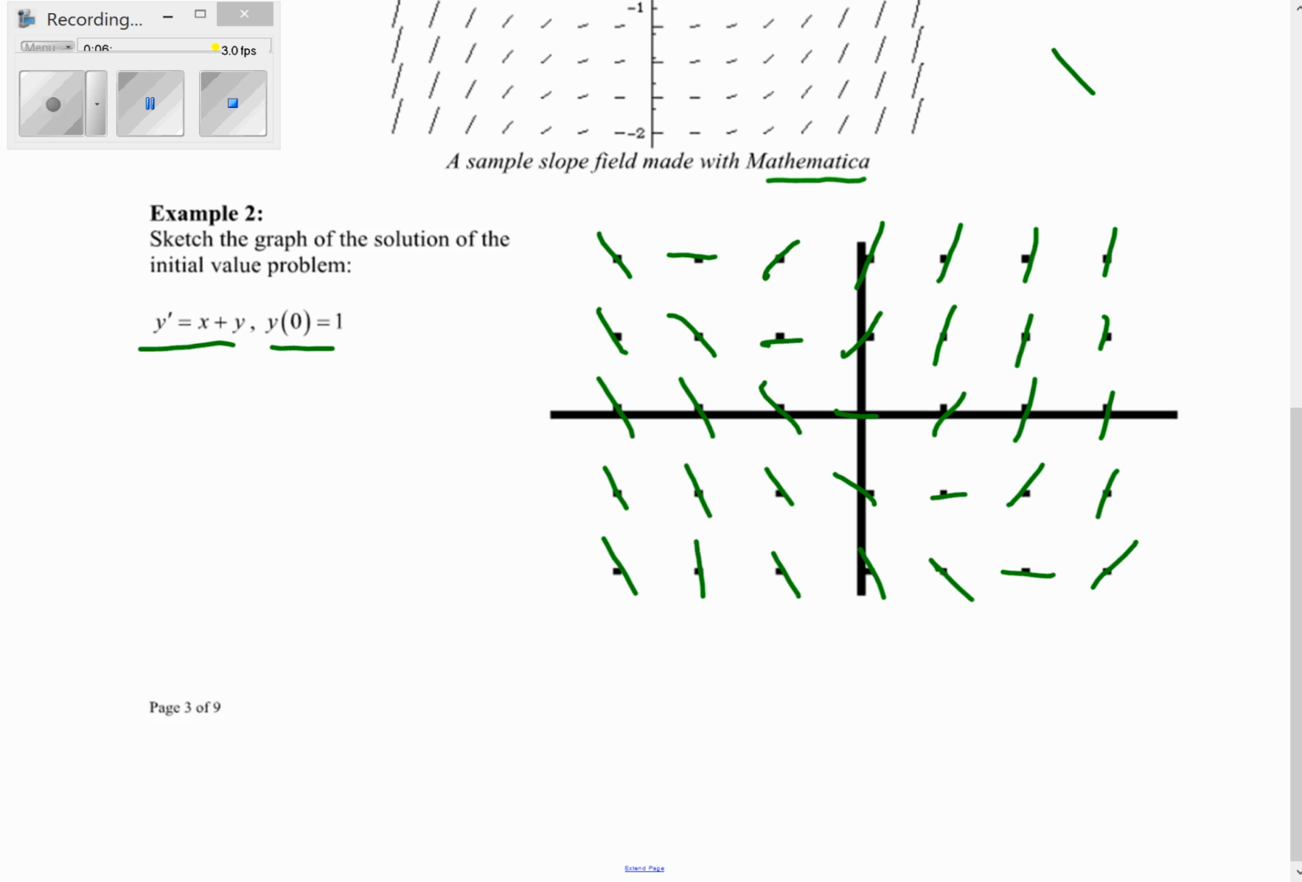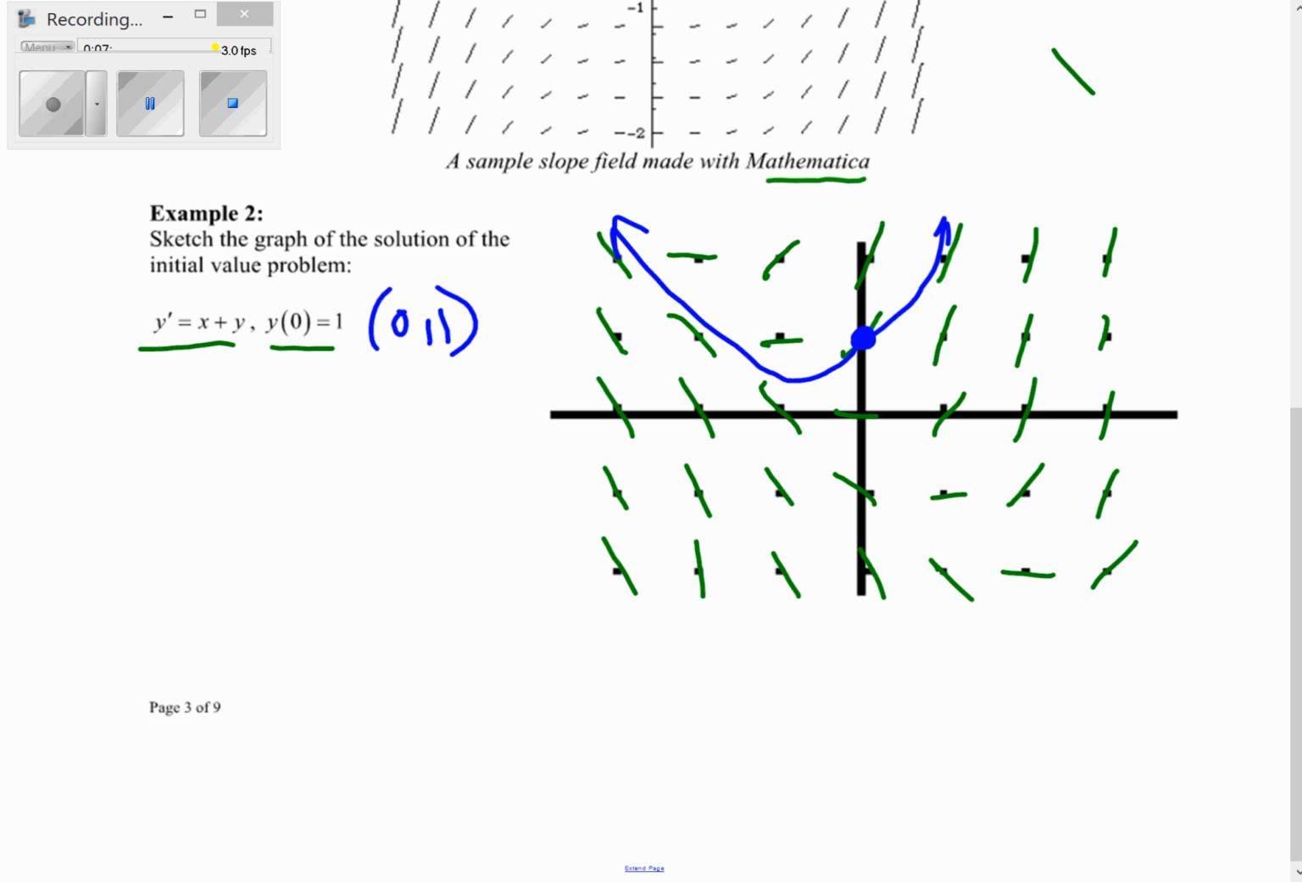So now sketch a solution of the initial value problem going through the point 0, 1. So there's our point. You want to clearly indicate that. And you kind of just go with the flow here. Follow the slope lines. Okay, it's saying go down, then it flattens out, and then it kind of shoots up, follows along that line. So that would be the example at the point 0, 1, the solution.